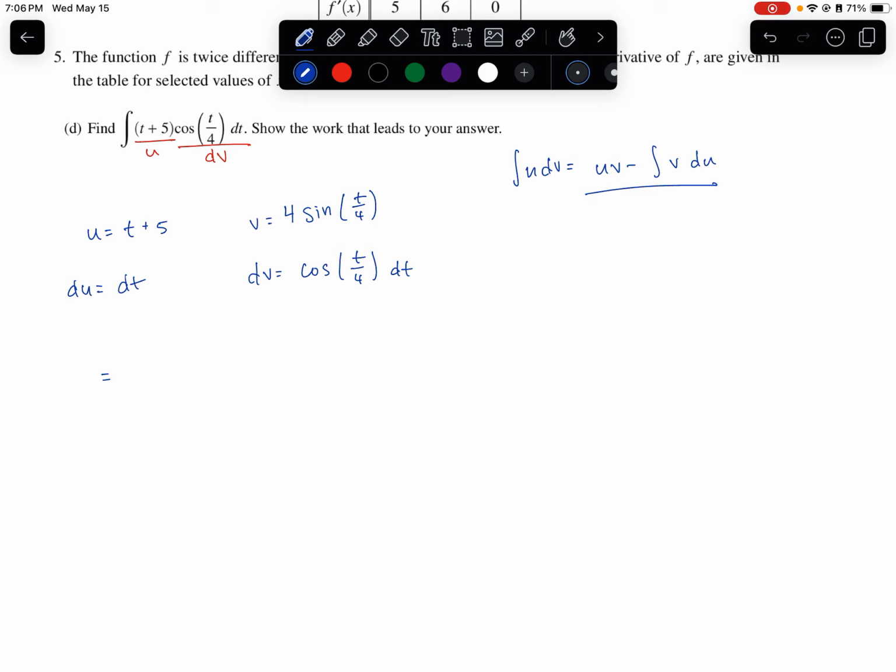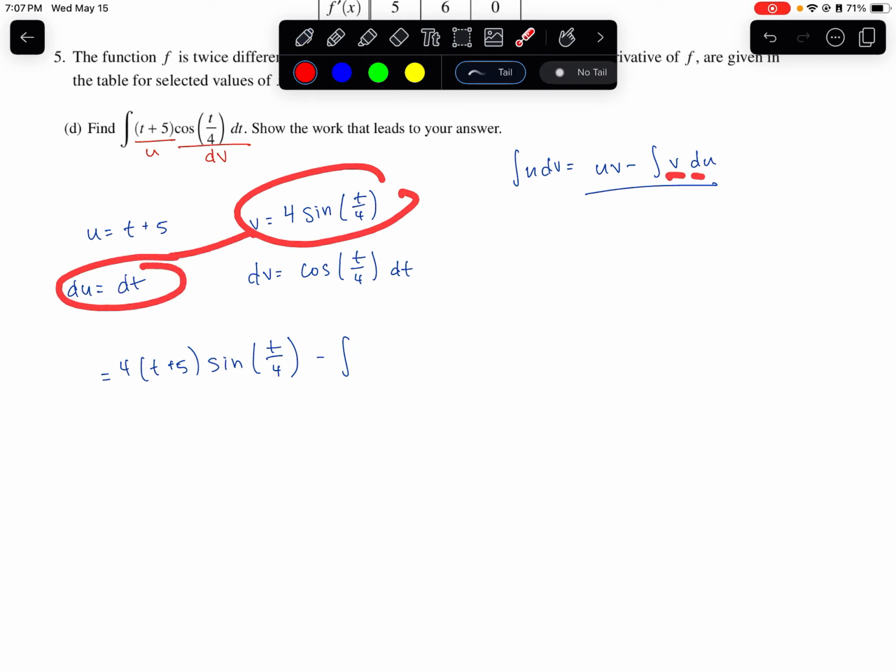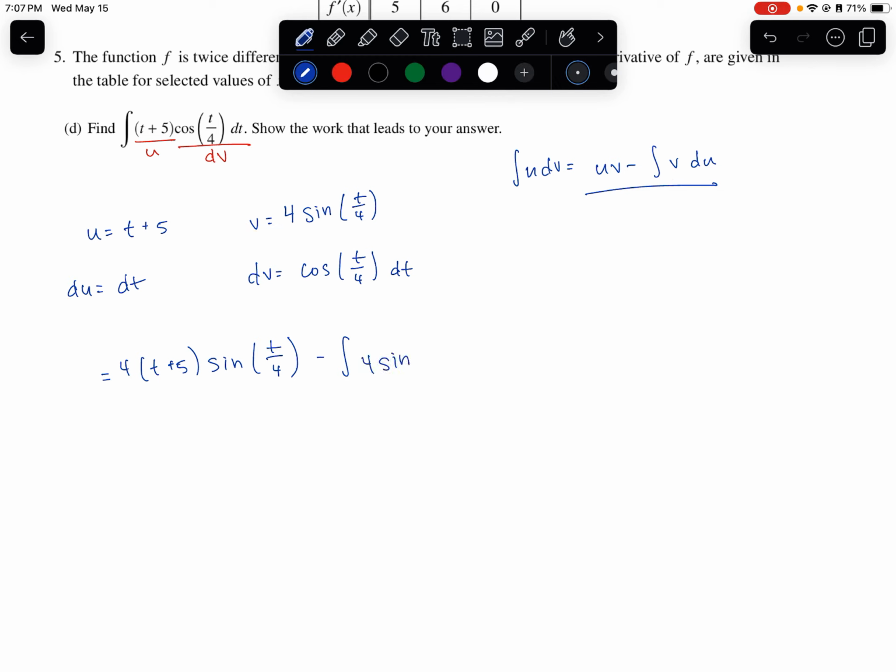So my integral is going to be equal to u times v. So it's going to be this times this. So I'll do t plus 5 times, I'll put the 4 out here, so I'll put 4 here. I'll put sine of t over 4. So again, I'm just multiplying u and v together. That's these two multiplied together. Then I'm going to subtract the integral of v times du. So that's just going to be 4 sine of t over 4 dt.